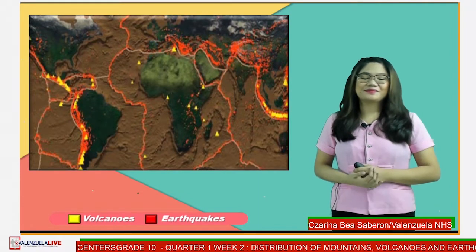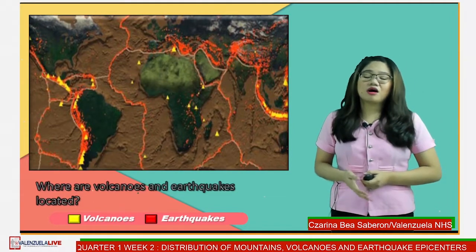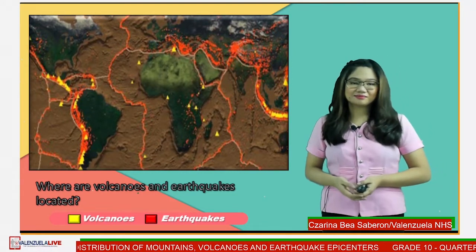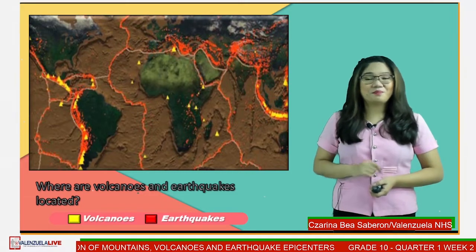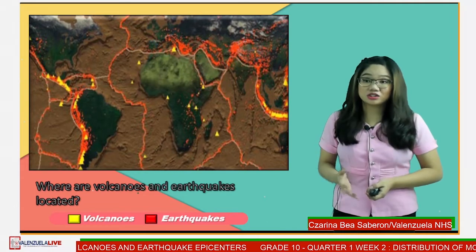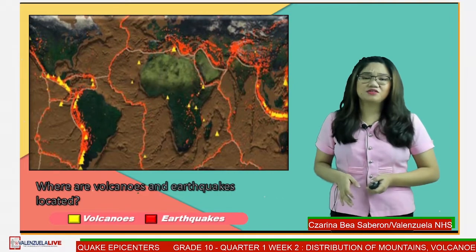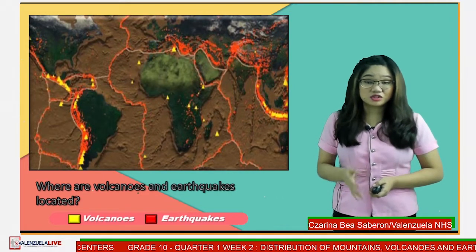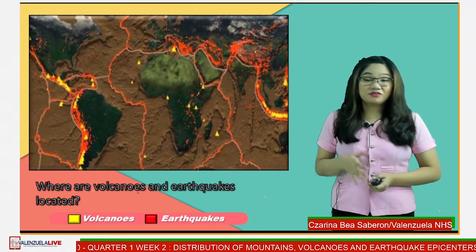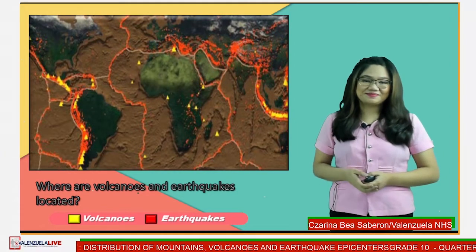All right, so time's up. So my question is, where are volcanoes and earthquakes usually located? So there, based on the map, earthquakes and volcanoes are actually located at the edges of the plate boundaries. And also, if you could observe, they are not randomly distributed. Instead, as you can observe there, the location of the volcanoes is also the location of the earthquake epicenters. So let's have the next one.